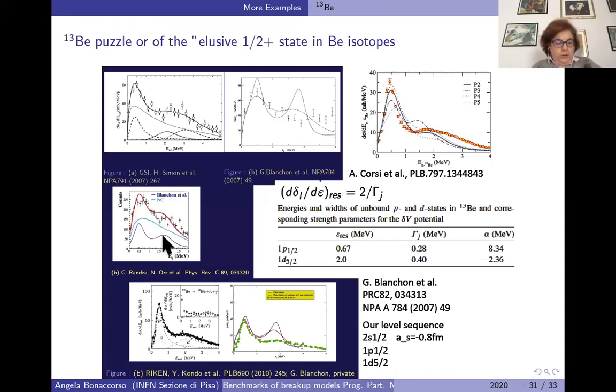So just a word. Can I say a word on beryllium-13? Yes, of course, you have time.